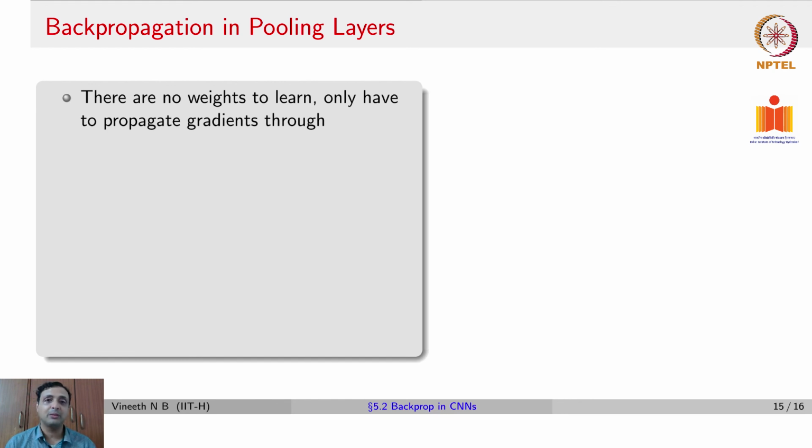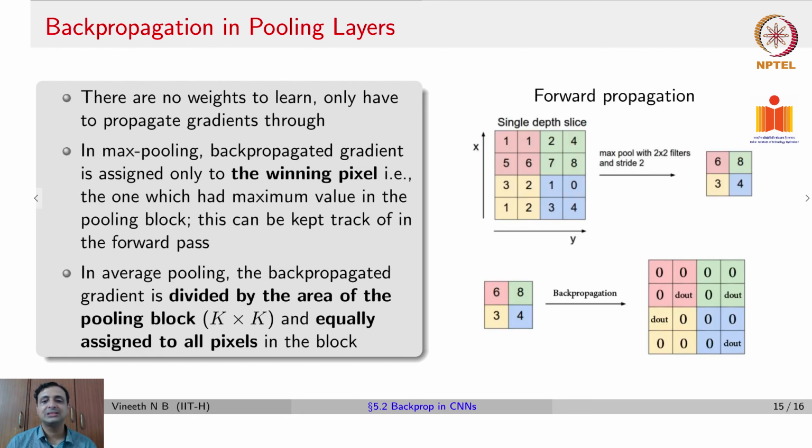The only gradients we have to compute are the gradients with respect to X in the previous layer to allow the gradients to propagate through to earlier layers. How do we do this? If we have max pooling, let's take this visual example on the right. You can see here that these red, green, yellow and blue regions are max pooled in the forward pass. 1, 1, 5, 6, the max value is 6. 2, 4, 7, 8, the max value is 8. 3, 2, 1, 2, the max value is 3. 1, 0, 3, 4, max value is 4.